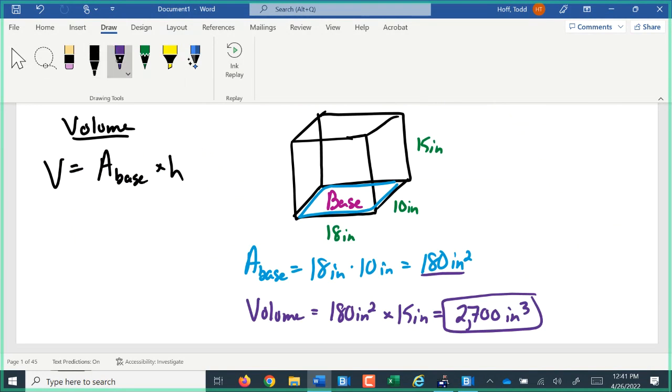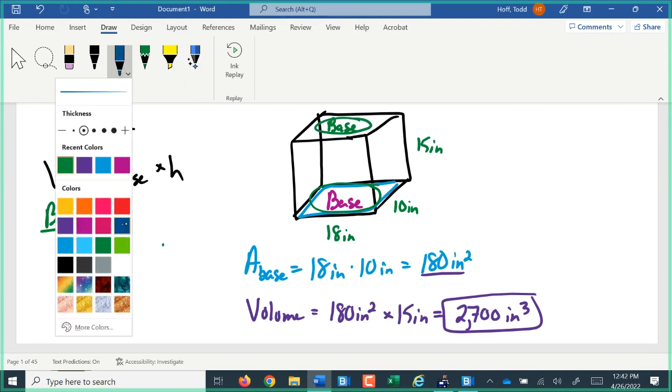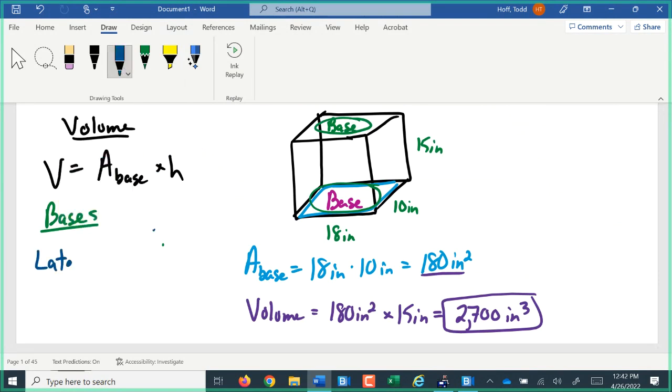So we've talked about bases. There are two bases. Our bases come in pairs usually. There's a base on the bottom here, and then of course the top rectangle matches that base on the bottom. So that would be the other base. I want to talk about something called lateral area. Lateral area is the area of the surfaces connecting the bases.